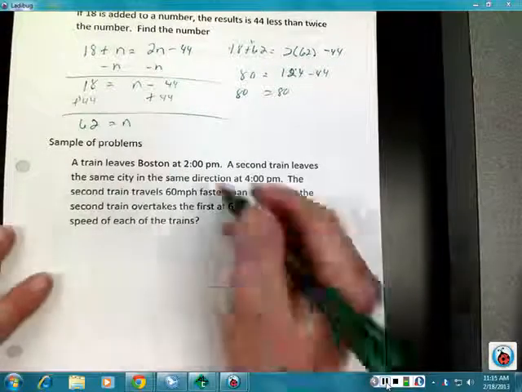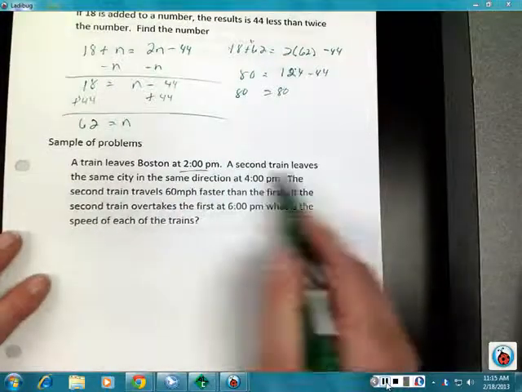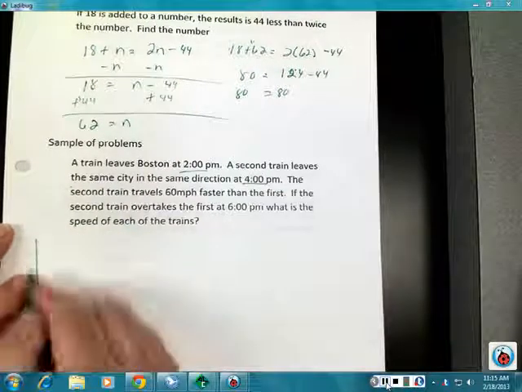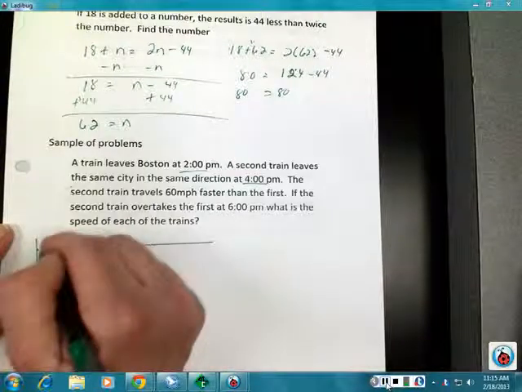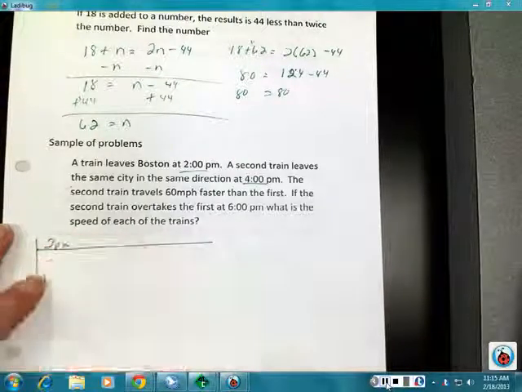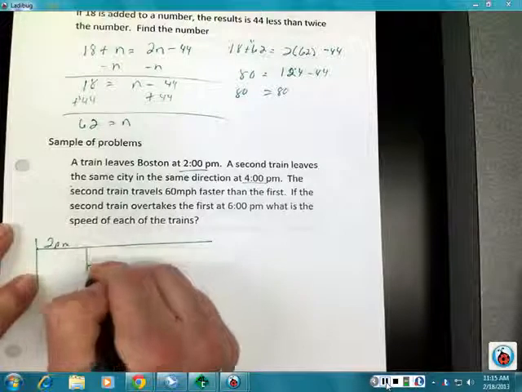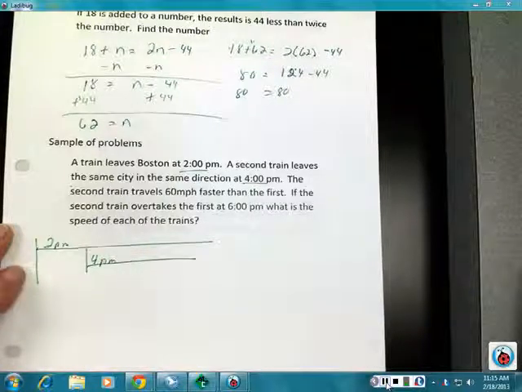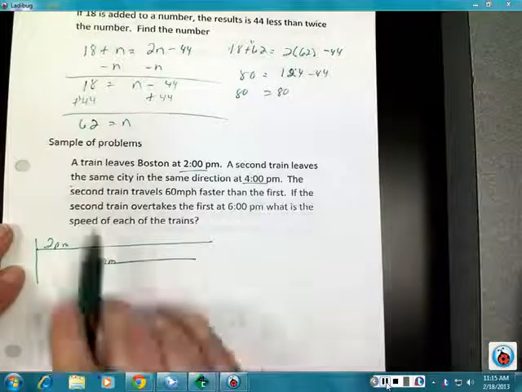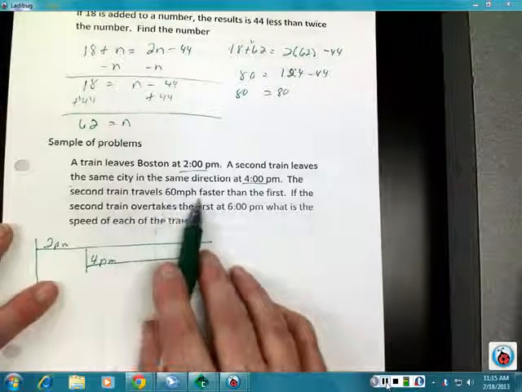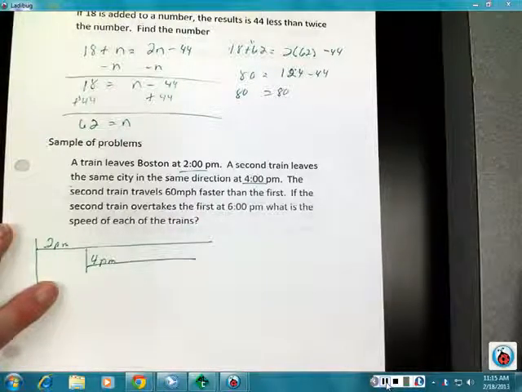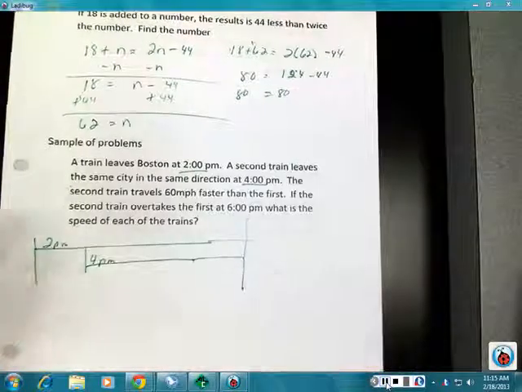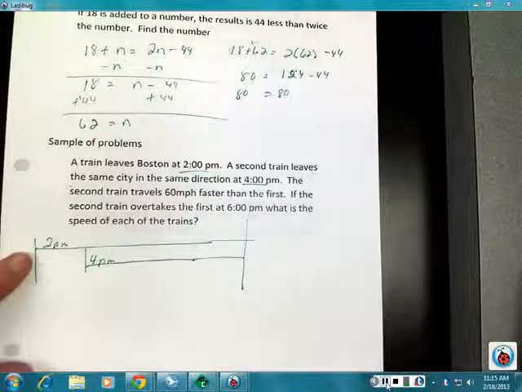Okay, a train leaves Boston at 2 p.m. A second train leaves the same city in the same direction at 4 p.m. So what that means is we've got this train going down here, and it left at 2 p.m. The second train leaves the same spot, but it leaves at 4 p.m. So far, so good? Okay. The second train travels 60 miles per hour faster than the first. What in the world does that mean? Travels 60 miles per hour faster than the first.